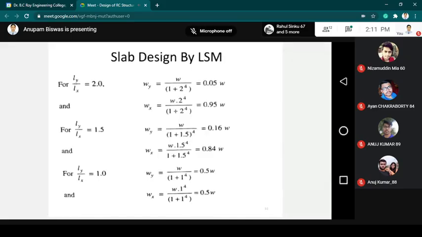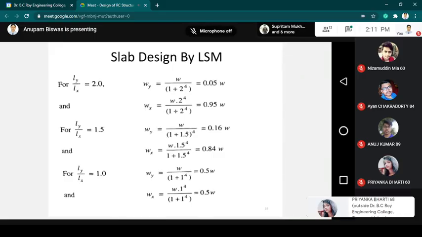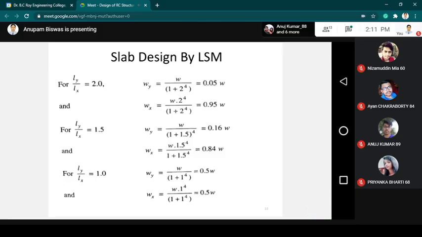Now let us consider different values of Ly by Lx. For a two-way slab, when the ratio is less than 2, it could be 1.5 or 1, you can see that the values of Wy and Wx turn out as 0.16 W and 0.84 W. Whereas when the ratio is 2 or more than 2, we find that Wy and Wx are 0.05 W and 0.95 W.